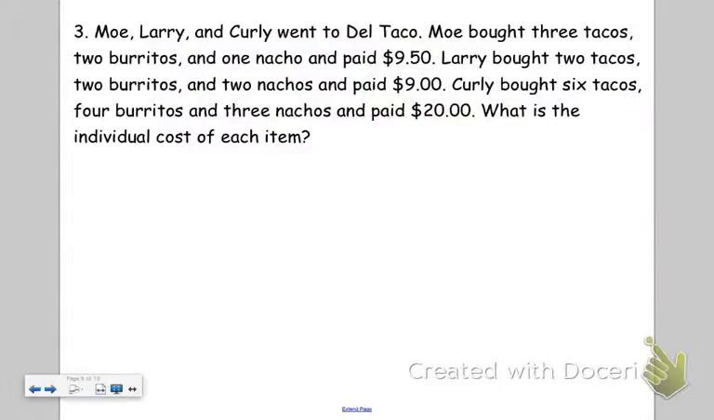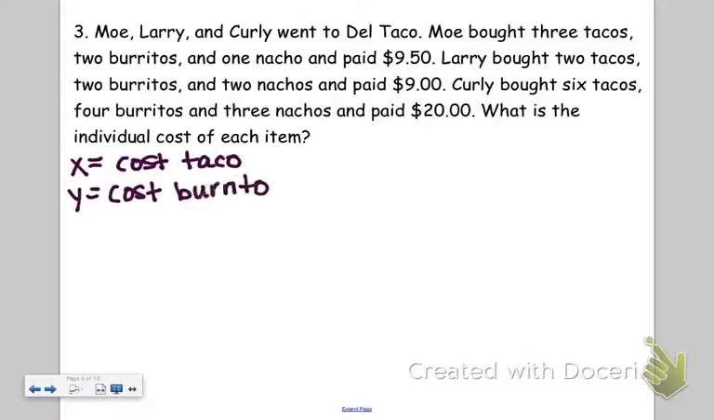Our second equation is some 3 friends are going to Del Taco. So what is the individual cost of each item? When we define our variables, we have to make sure we write cost. So the 3 things that we have are a taco. So X is the cost of a taco, Y will be the cost of a burrito, and Z will be the cost of a nacho. So all those costs could be different, so make sure we write the word cost. Cost is very important that we write it, because if we just write taco, burrito, or nacho, that's the amount of each, not what they cost.